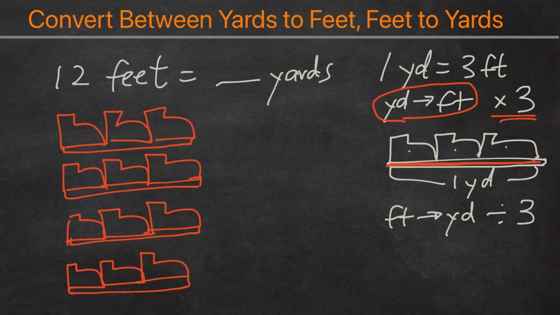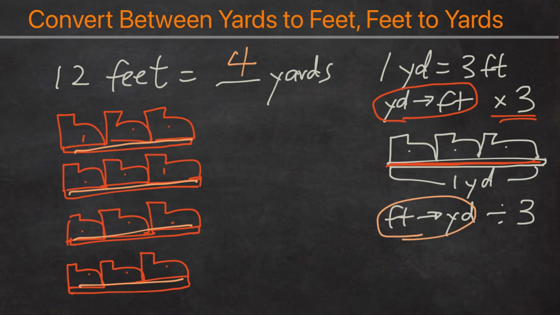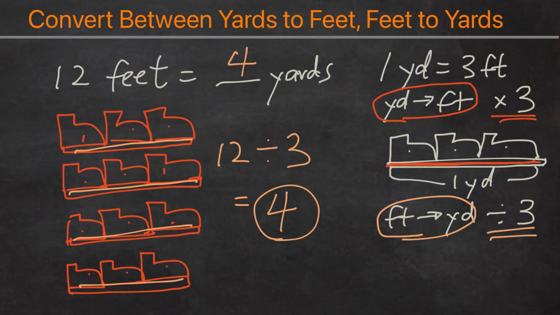Total of 4 yards. So 1, 2, 3, 4, 5, 6, 7, 8, 9, 10, 11, 12. 12 feet. But we have 1, 2, 3, 4 yards. You can imagine them as 4 yardsticks. So 12 feet can fit on 4 yardsticks, like so. And if we're using numbers here, we're gonna go from feet to yards, so we would divide by 3. So we'll take 12, divide by 3, and that equals 4. So you can do it either way.